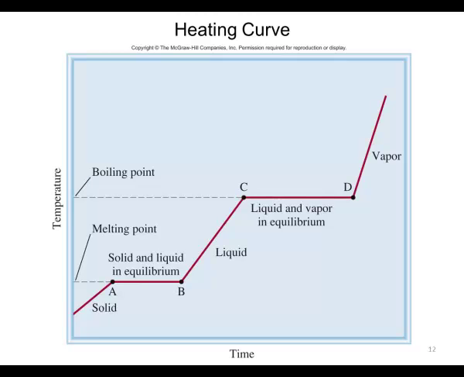This is a heating curve. It shows that if we take a solid and heat it to the equilibrium between the solid and the liquid, we get a plateau at the melting point. If we continue to heat now the liquid, we reach another plateau, which is the boiling point. The liquid and vapor are in equilibrium. Finally, point D, we take the liquid and totally vaporize it and heat it.